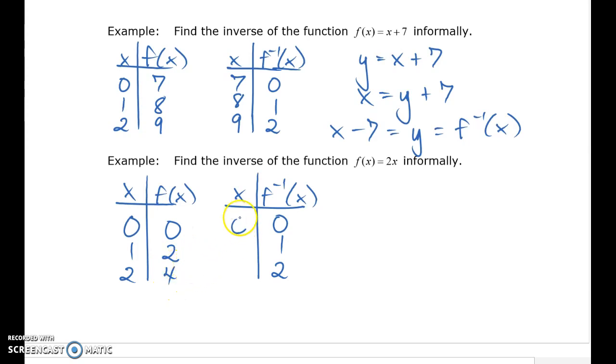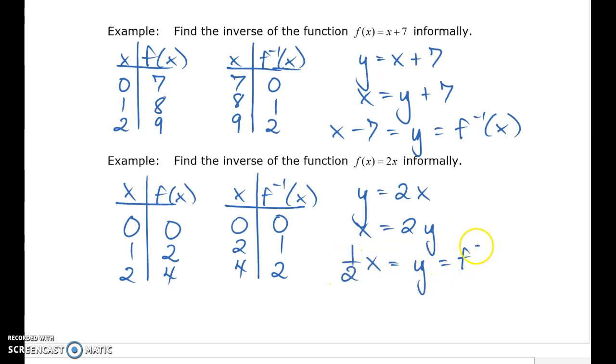Those particular outputs are now the inputs of f inverse of x, and there you have it. The informal approach, again, I'll say y equals, in this case, 2x. Switch x and y, and then solve for y. Divide by 2 or multiply by 1/2, and that is your inverse. If I were to again plug in the x that I came up with, 0, 2, and 4, plug it in here, 1/2 times 0 is 0, 1/2 times 2 is 1, 1/2 times 4 is in fact 2. Moving on.